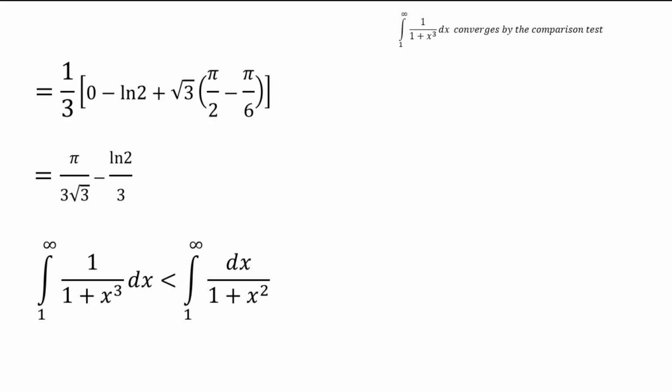So my numerical answer, it makes sense that I got a number because I know my integral converges by the comparison test, and the size of my answer makes sense because I've also been able to bound it by a convergent integral that I know the value of. So with all of our work, we caught some easy mistakes, and we know our answer makes sense. And so there we go. We have used all of our tools to not only show that the integral from 1 to infinity of 1 over 1 plus x cubed is convergent, but we were able to find the exact value of pi over 3 root 3 minus the natural log of 2 over 3.